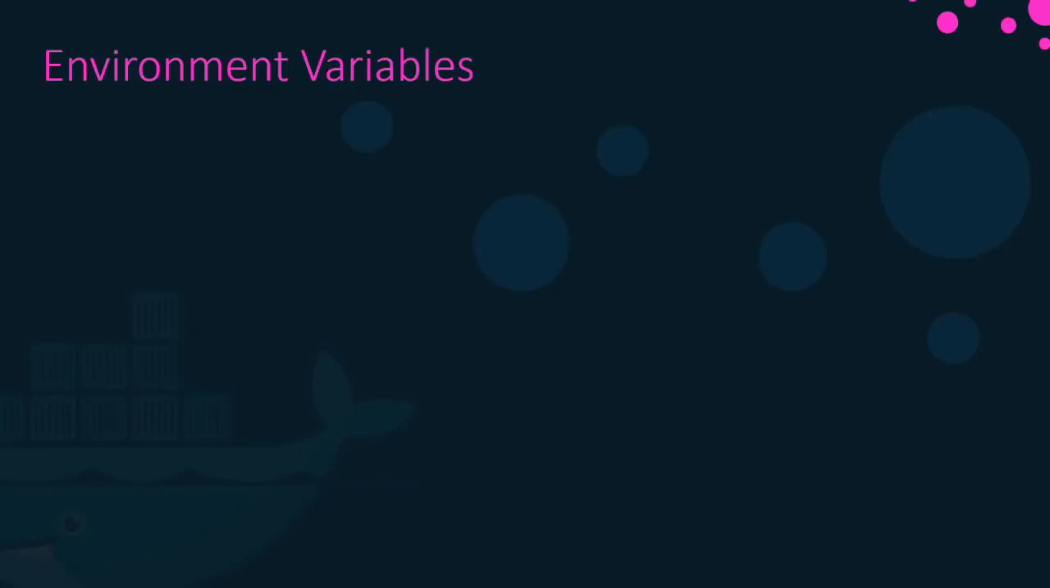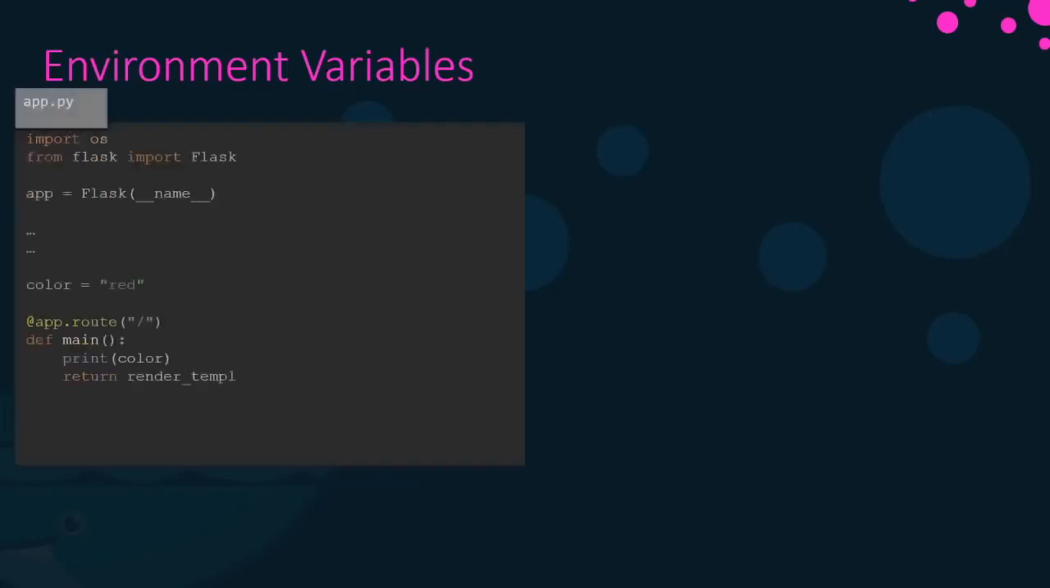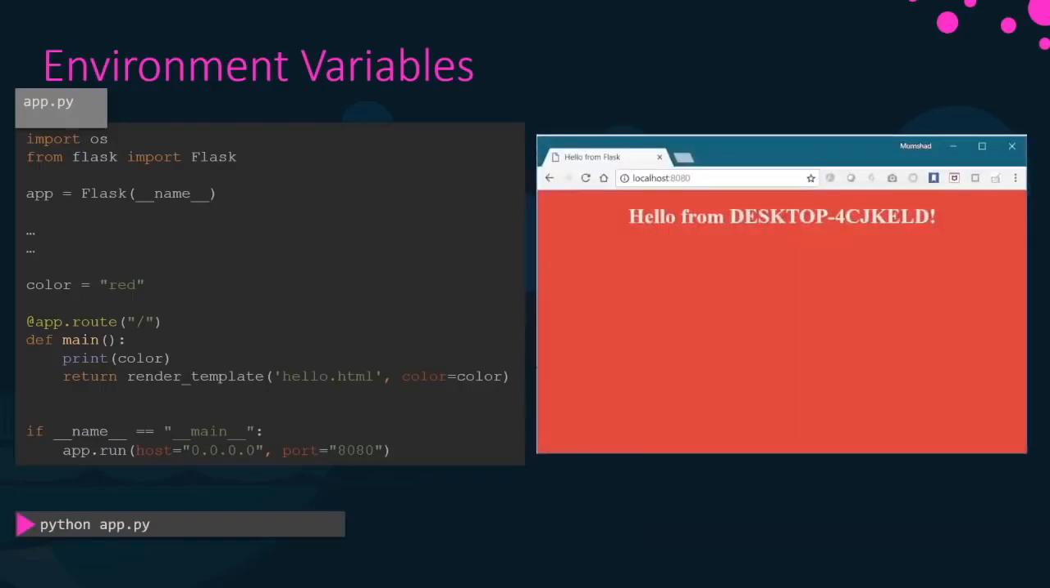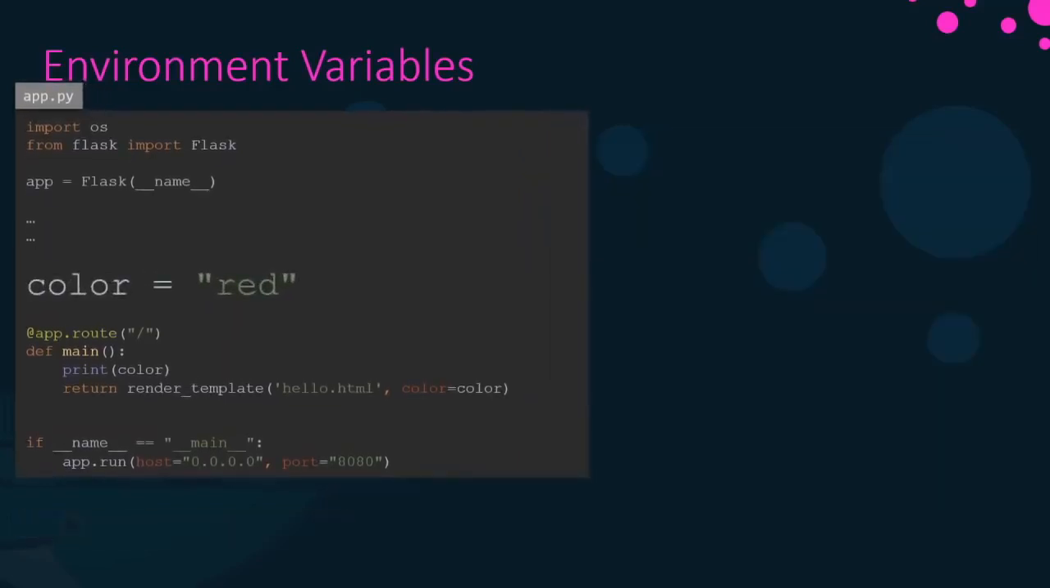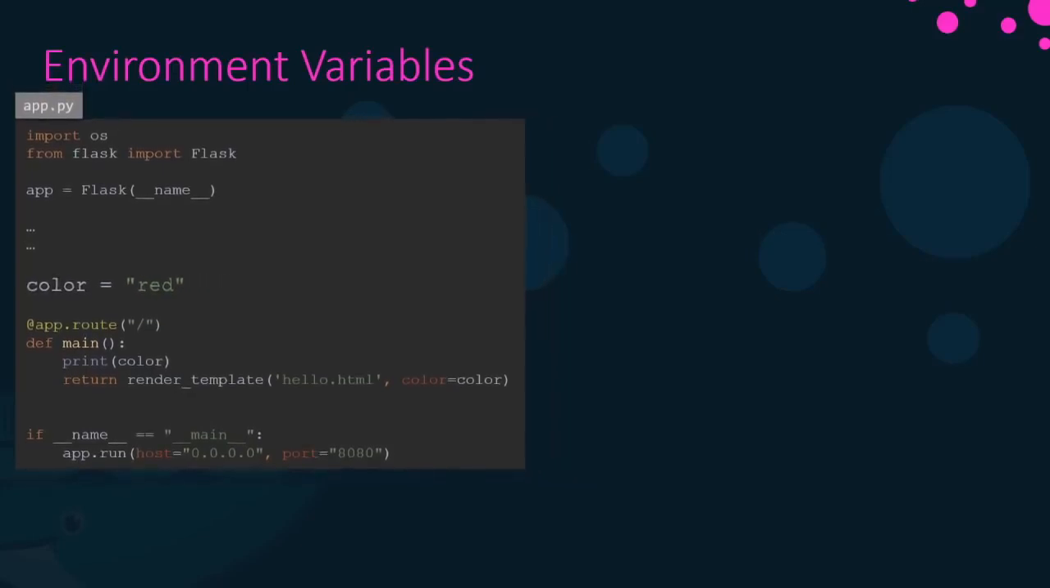Let us start with a simple web application written in Python. This piece of code is used to create a web application that displays a web page with a background color. If you look closely into the application code, you will see a line that sets the background color to red. Now, that works just fine. However, if you decide to change the color in the future, you will have to change the application code.